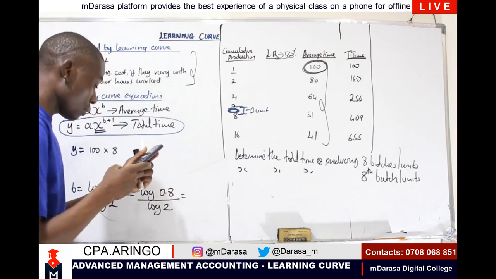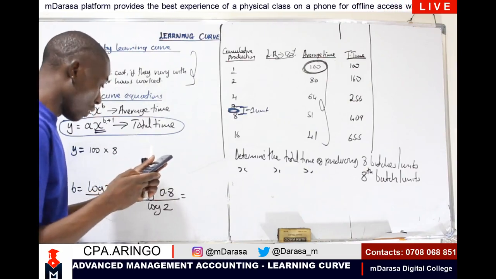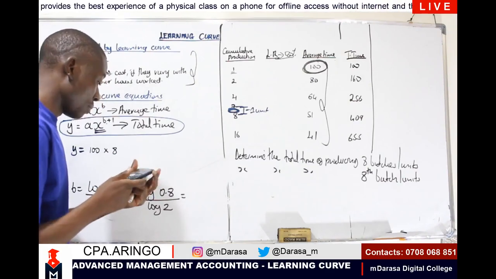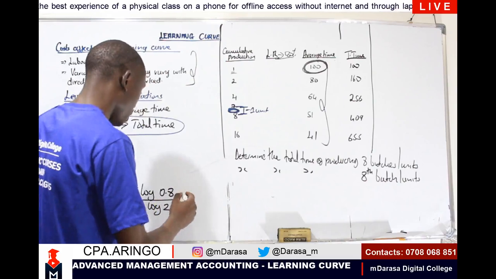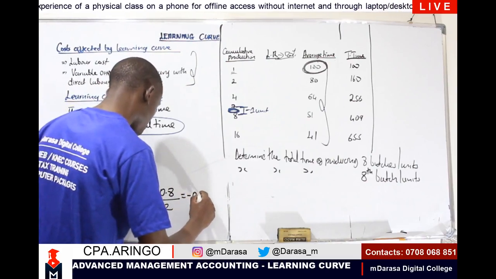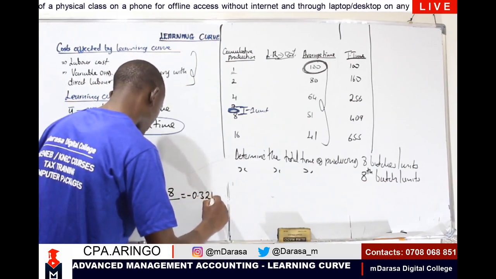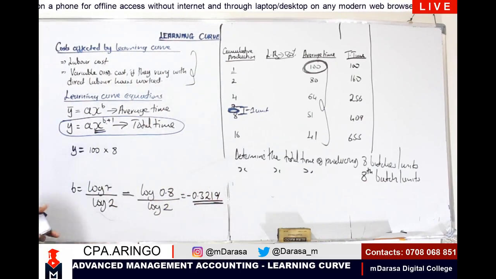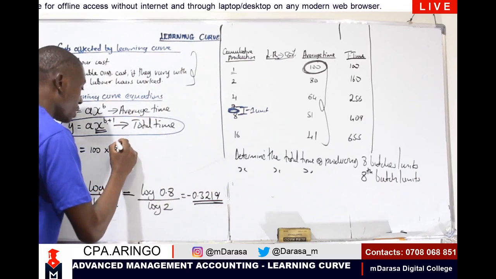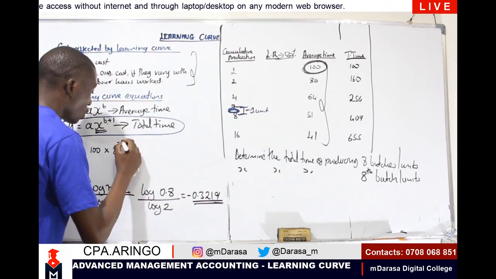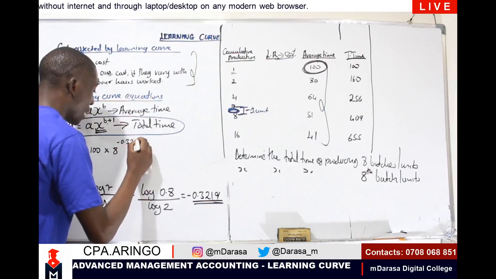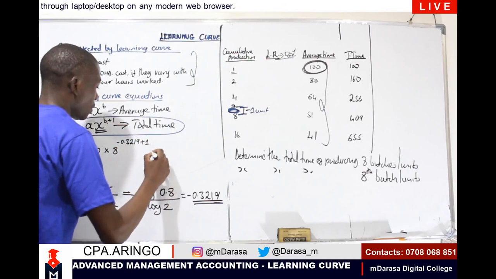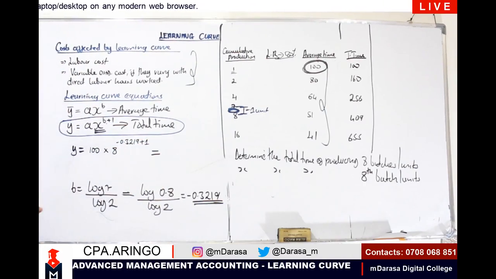Log 0.8, we divide by log 2. In that case, this should be negative 0.3219. Right? So therefore, I should be talking of b, which is negative 0.3219. Plus what? Plus 1. That should give us how many hours?